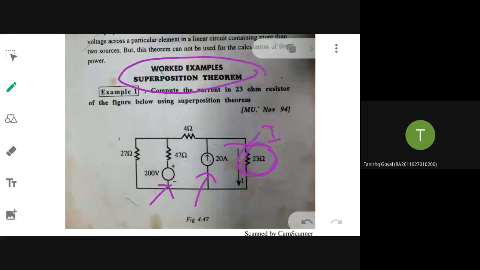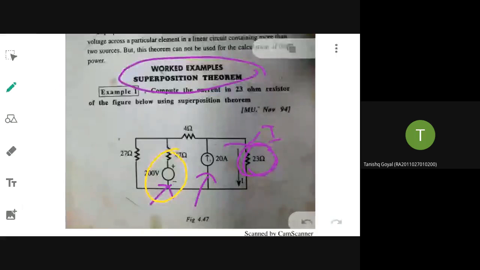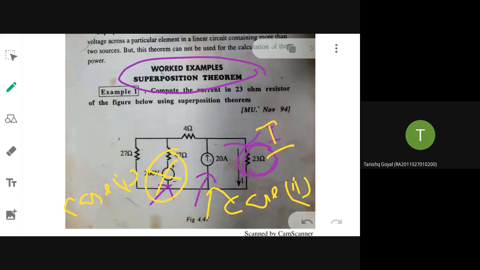So I can do this circuit analysis in two different ways. By considering this voltage source alone as the first case, I can eliminate this and consider only the current source as case number 2. In both cases, I will find out the current through I23. So the final current will be I23 with the voltage source alone, plus I23 with the current source alone. Understood? Yes, sir. So that is why it is called superposition.